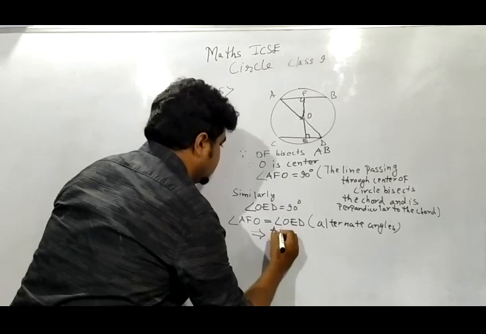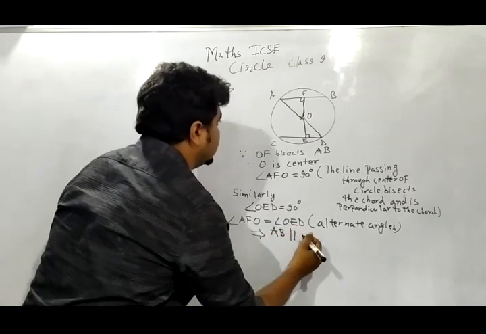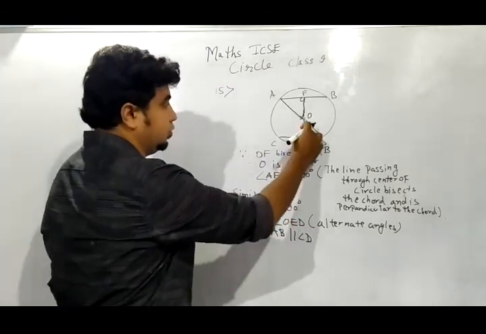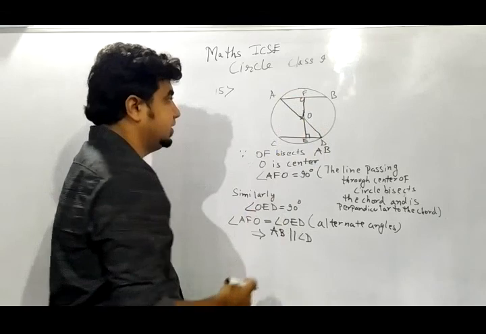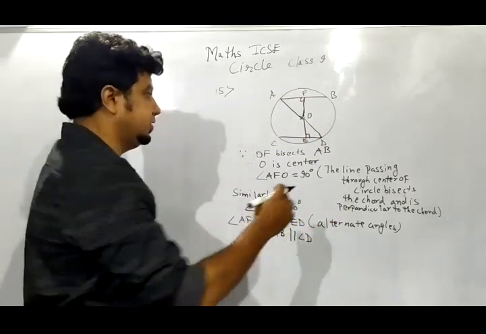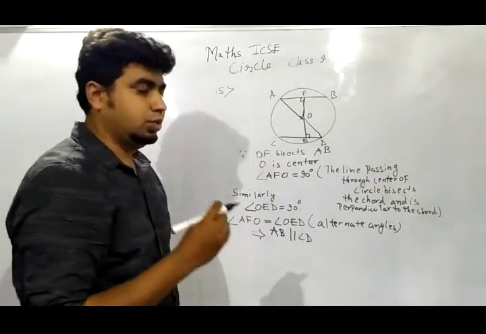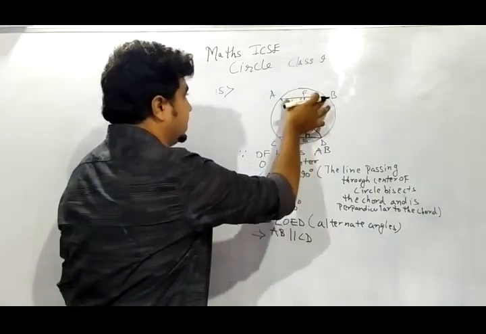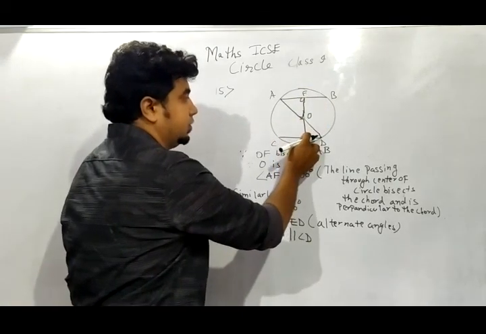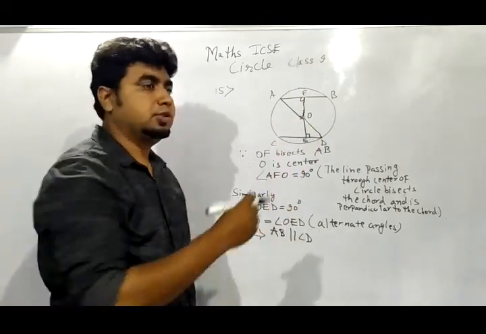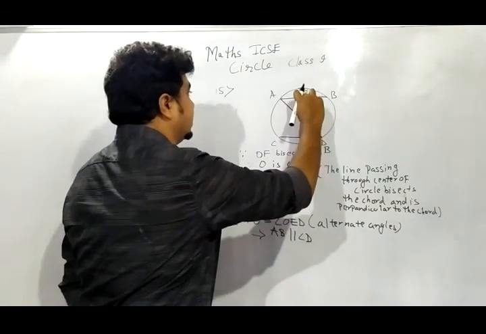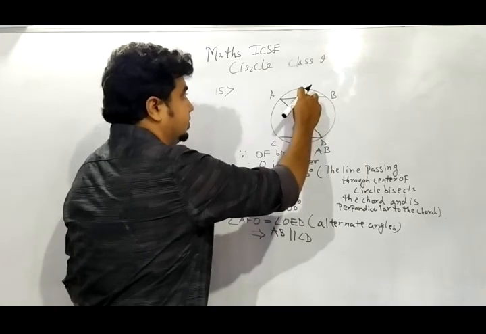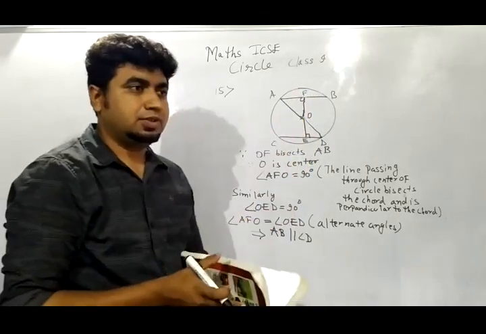AB will be parallel to CD. So this is the proof. I have written here that OED is 90 degrees, AFO is also 90 degrees, by the theorem that the line passing through the center of a circle bisects the chord and is perpendicular to it. It is perpendicular because in the question it was given that the line joining the midpoints of the chords is passing through the center. Hence this angle will be 90 degrees. That is the thing we have to keep in mind.